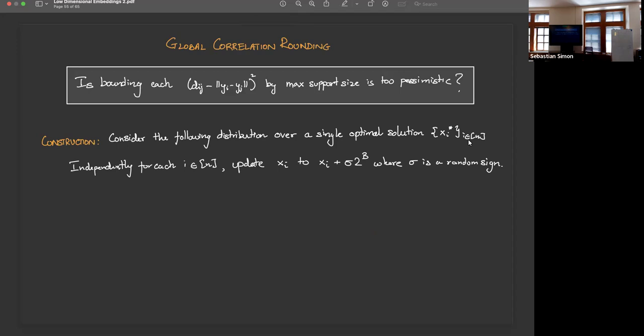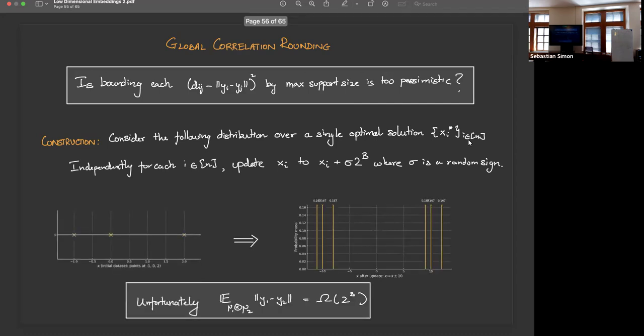So consider the following distribution over the optimum. You have one optimum. And you independently update each xi by adding a random sign times 2. Okay, so it's a distribution over optimal solutions. If you like pictures, here's what this is doing. It starts out with some optimal solution of line. This is 3 point in line. And what this update does is for the following distribution, this distribution shifts everything around. In expectation, you can back this about. But if you just look at the distribution, it kind of looks like the distances change quite a lot.